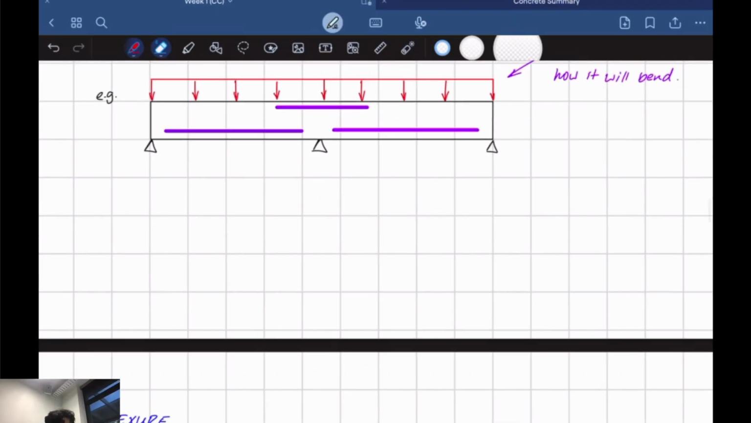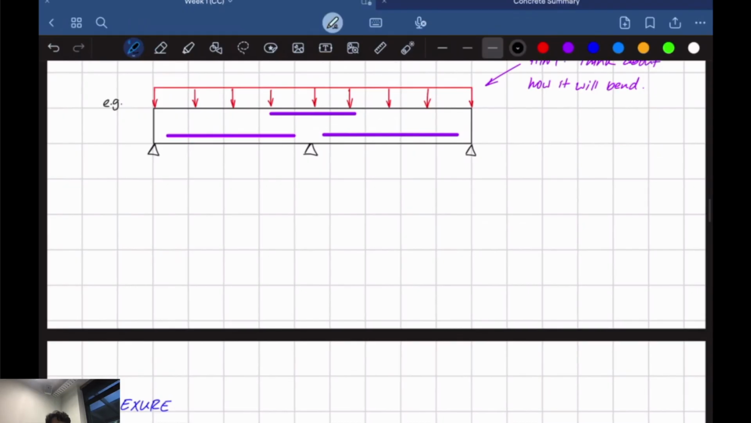Cool. Any questions about that? You would want to put it at the top because it's in tension. But sorry, I might have confused you a bit.